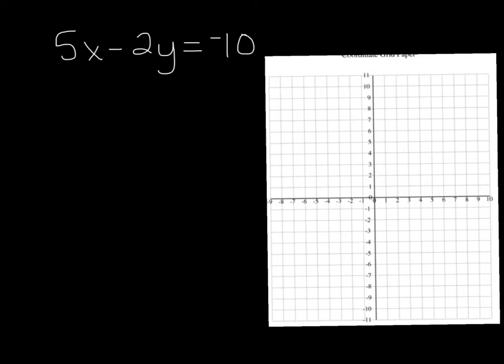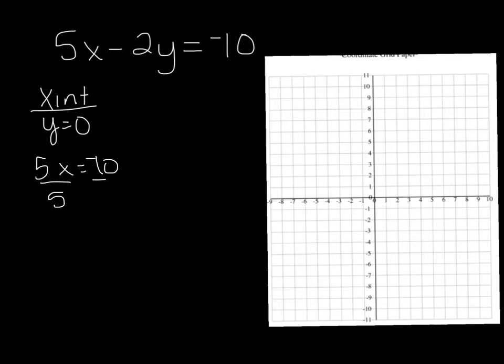All right, let's look at another one here. So our x-intercept, remember y is going to equal 0. So that means that this whole part right here, negative 2 times 0 will just be 0. So really all I'm left with here is 5x equals negative 10. Divide by 5. X is equal to negative 2. So your x-intercept is going to be negative 2, 0, because y is going to equal 0.